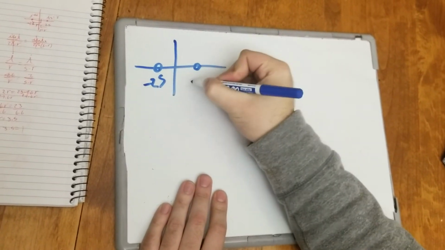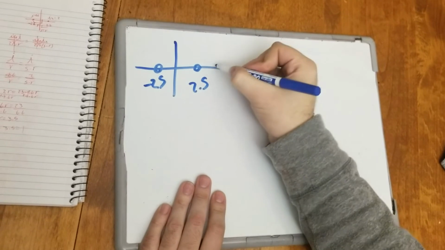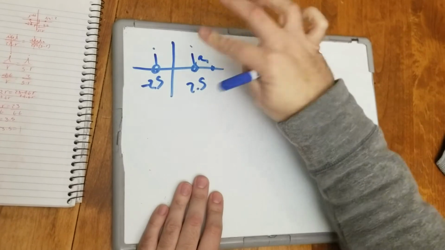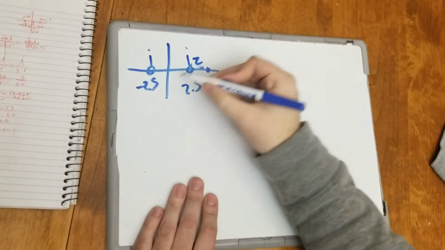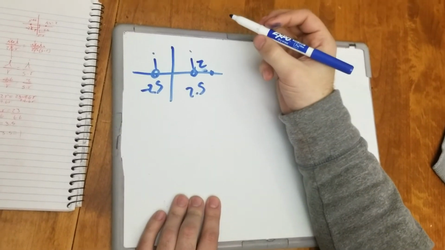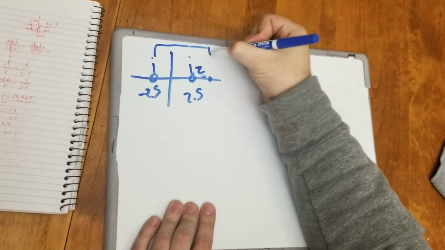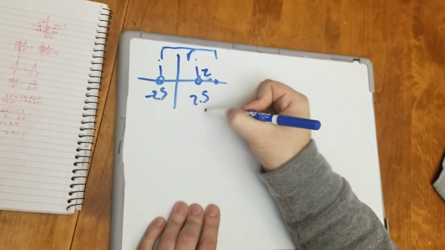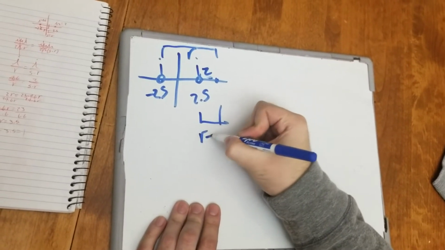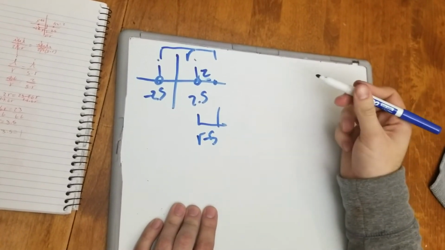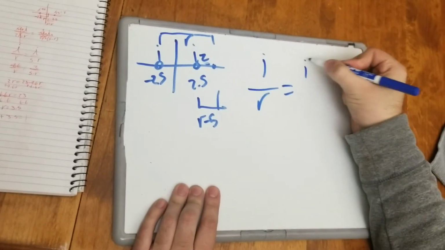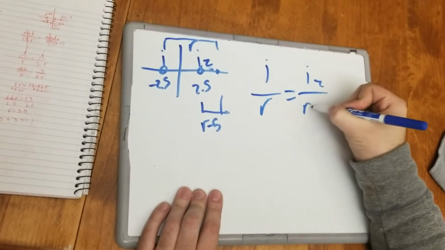Negative 2.5, 2.5, and then our dot, I2. Since it's just like the other one, except different, let me show you how it's different. R is longer, and R2 is now R minus 5 instead of 5 minus R. So I can write this as I over R equals I2 over R minus 5.